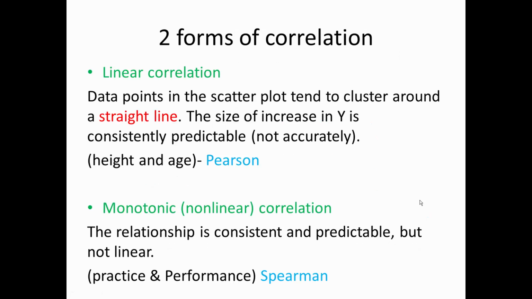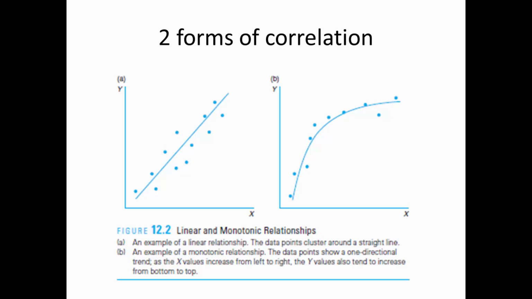Sometimes there is a linear relationship, where all the dots are on sort of a straight line, but sometimes they're not on a straight line. They go up to some extent and then they change direction. The first situation is called linear correlation, and it's measured by the Pearson formula, and the other one is called monotonic or nonlinear correlation, and it's measured by the Spearman formula. And these are examples of linear and monotonic relationships.